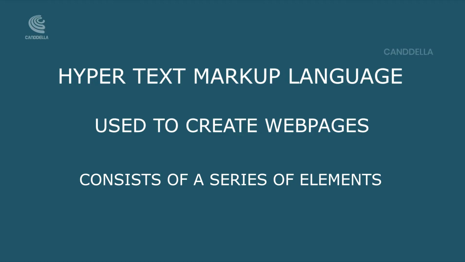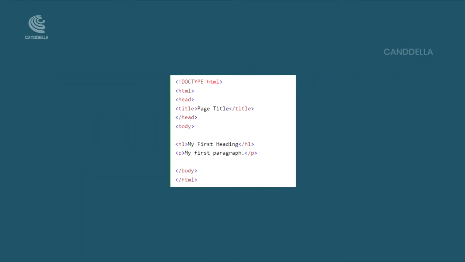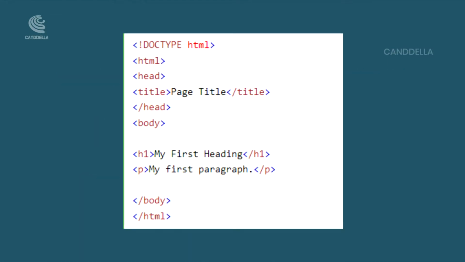So let's see how a sample HTML document looks. A sample HTML file looks something like this. There are various elements here which we'll go through one by one. So let's see first of all what it is. First of all, we have a document type reference here. What it does is it tells the browser that we are using HTML5, which is the latest version of HTML.